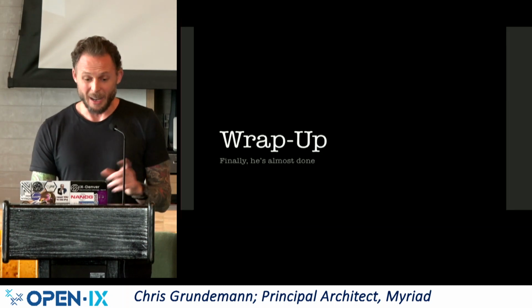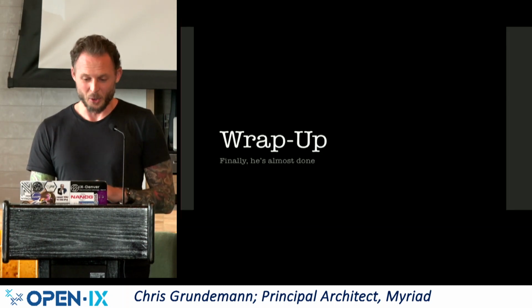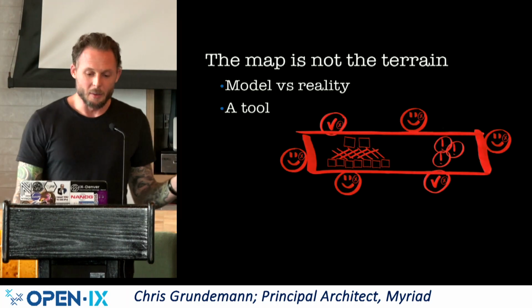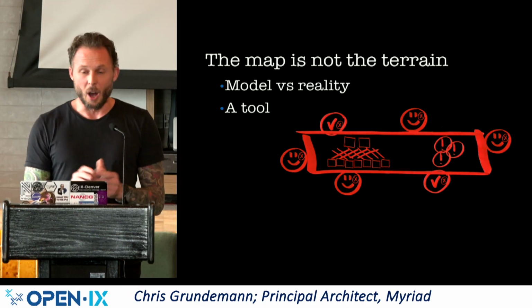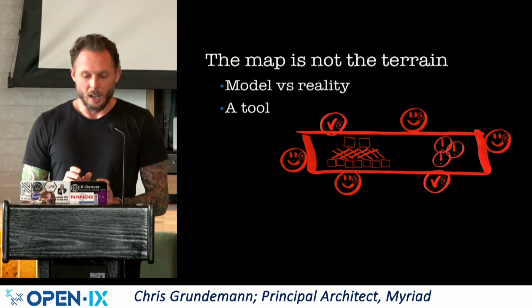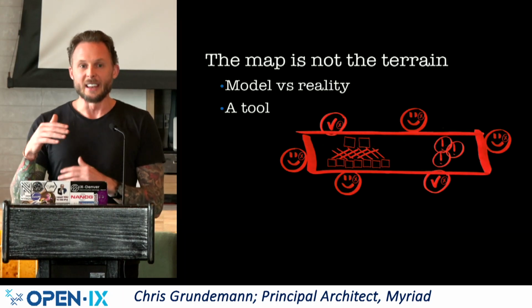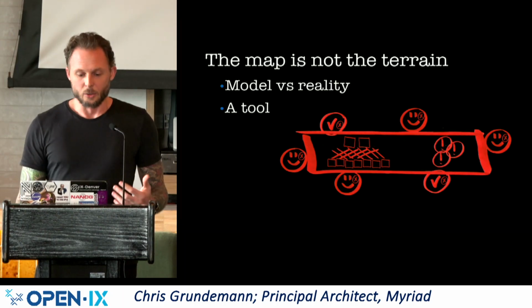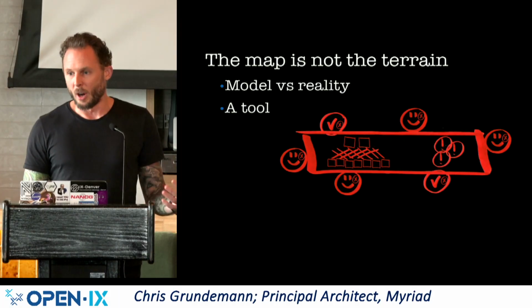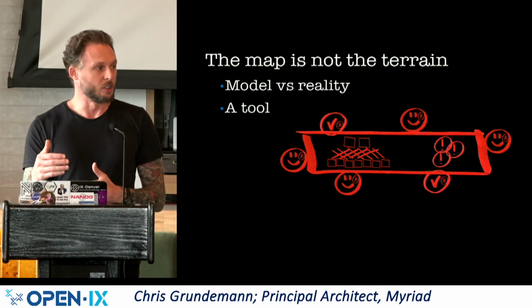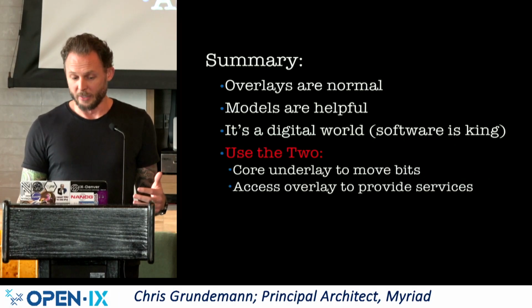So to wrap this up, I did double the time. Actually, we're already at 13 minutes, so that was terribly slow. But the map is not the terrain, right? This is a model, not necessarily a reality. It's a tool, right? So the idea of thinking about your network in these two tiers is really, again, a conceptual model that you can use to think about where services should live, how you should upgrade things, how you should build things.